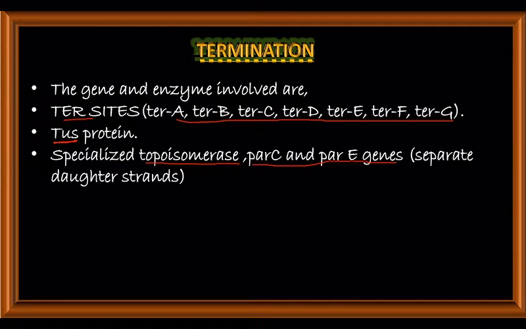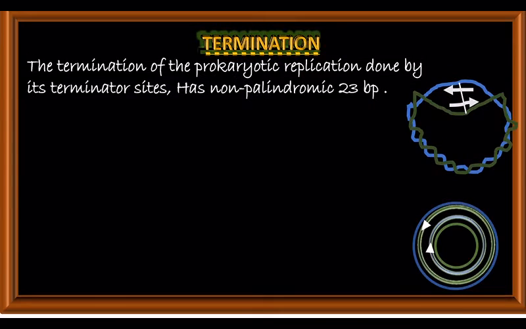These genes will be responsible for separating the daughter strands so that 2 daughter DNA will be produced at the end of replication. Now we can see about the termination. The termination of prokaryotic replication is done by its terminator site, that is, it has a non-palindromic 23 base pair sequence. It means it has no repetitive sequence.